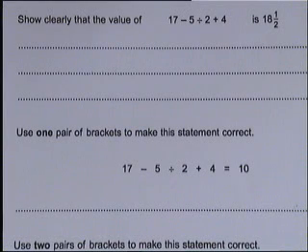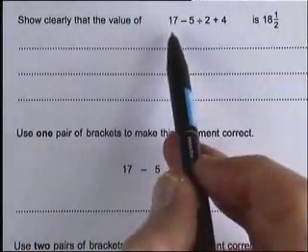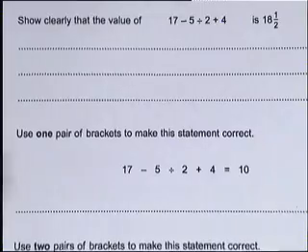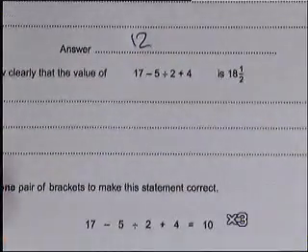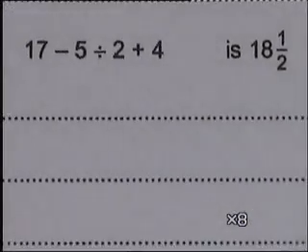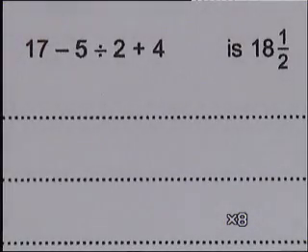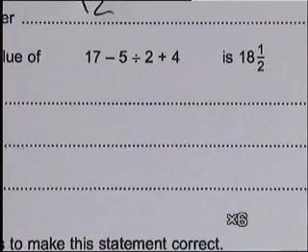This is question 9 on Unit 2 Foundation, June 2011. It says, show clearly the value of this sum is 18.5. Now this is one of those questions where they tell you the answer to the sum in the question. It's 18.5. So what we've got to do is to give a reason for it to be 18.5.